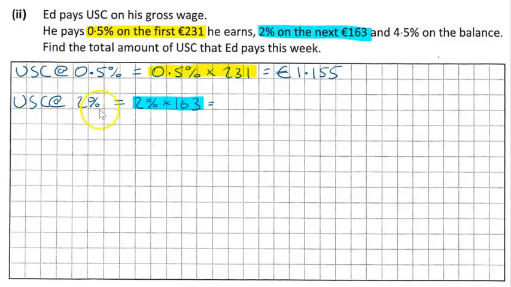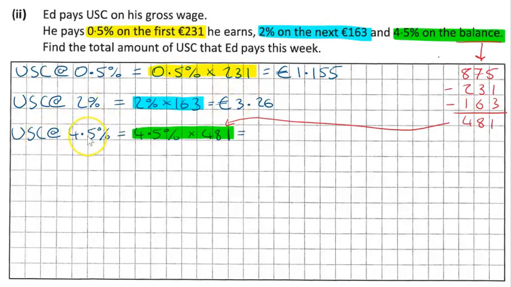We get USC at 2%, so then 2% of 163 euro is 3.26 euro. And then USC at 4.5%, so it's going to be 4.5% multiplied by 481. So 481 ends up being the balance. So to get the balance, we're going to do 875 minus 231 minus 163 leaves us with 481. So we get 21.645 euro.